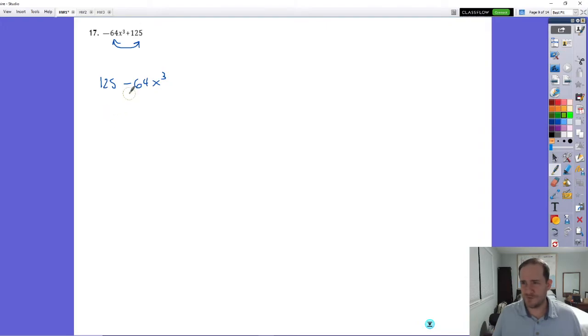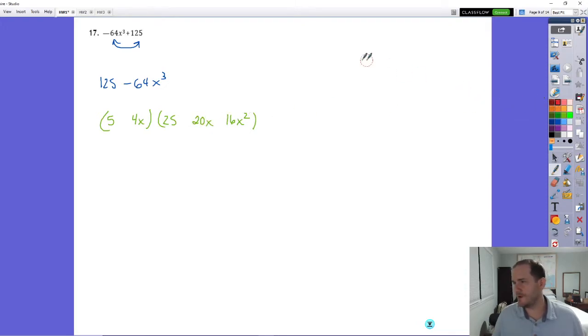So I already told you to factor a difference or a sum of cubes. You should expect a binomial and then a trinomial. The terms of the binomial will be the cube roots, so a 5 and a 4x. Then the first term of the trinomial will be the cube root of this, but squared, so 25. Then the cube root of this, but squared, so 16x squared. And the middle term will be the product, a times b, so 20x.